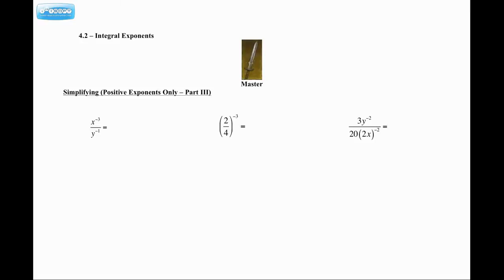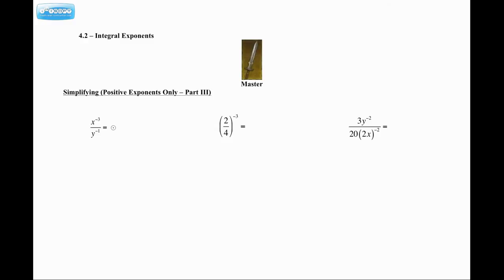Chapter 4, Section 2, Integral Exponents, Master. So again, we're just doing more simplifying. Things are just getting a little bit more complicated, but we're going to rely on everything that we've seen before. So I have x to the negative 3 over y to the negative 1. The only difference in this video is that I have negative exponents appearing in both the numerator and the denominator.